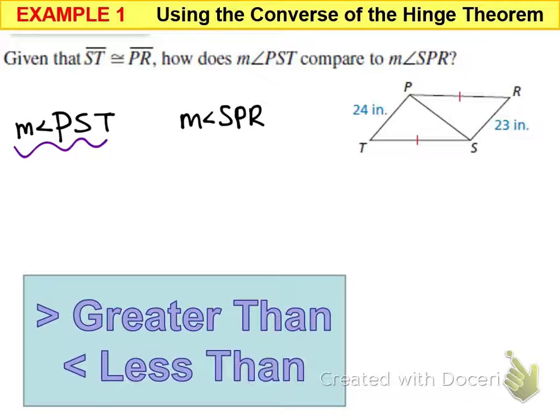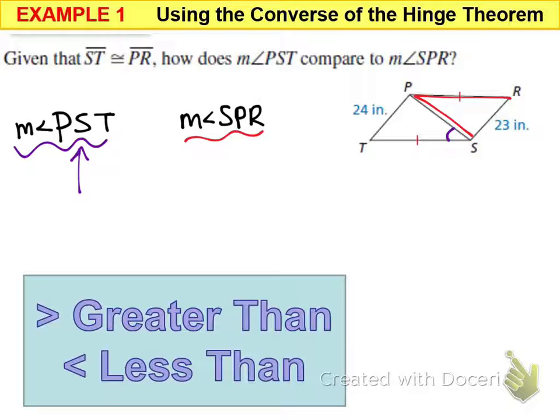But PST, what is the vertex of PST? What is the corner of the angle for PST? S. So PST is talking about this angle. Why couldn't we have just named it S? Because there's multiple angles at S. Perfect. And then we're going to compare it to SPR.